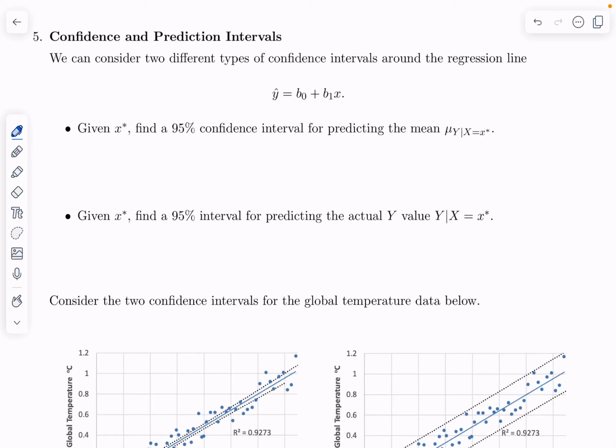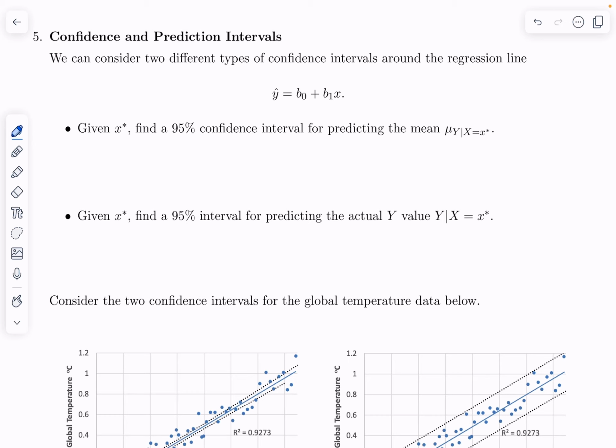We will now consider two different types of confidence intervals around the regression line, y hat equals b0 plus b1x, where b0 is the estimated intercept and b1 is the estimated slope. Previously, we looked at a confidence interval around the slope, but now we're going to look at a confidence interval around the entire line. So the first confidence interval we're going to look at is a 95% confidence interval for predicting the mean given a particular x value.